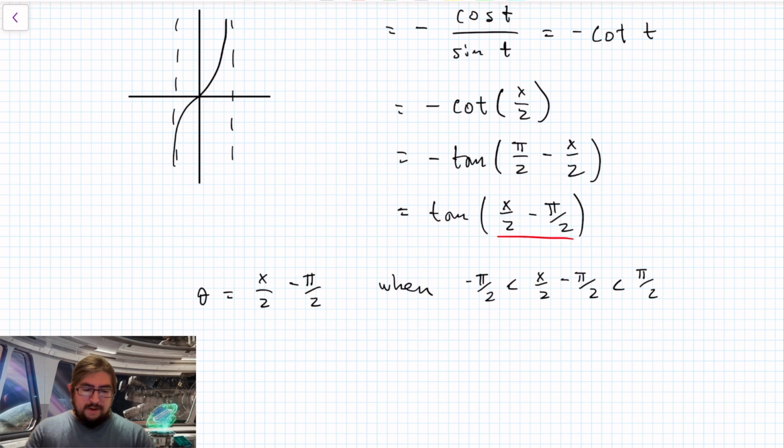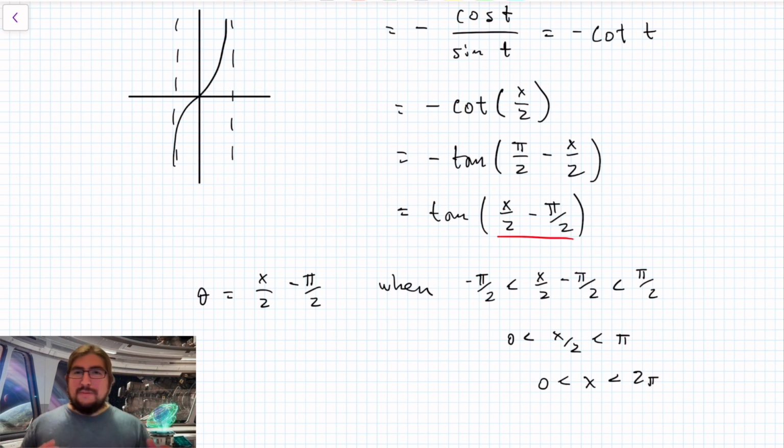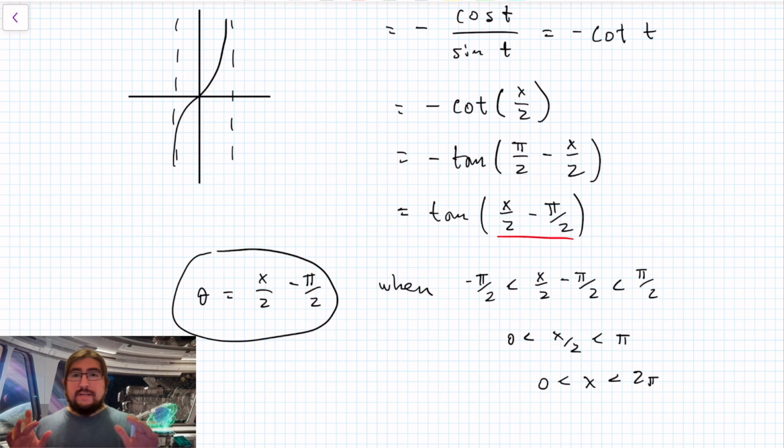Now, if you add pi over 2 to both sides, you get this. And then if you multiply both sides by 2, you get this. As desired. I only want x to be in between 0 and 2 pi, like I mentioned earlier. So this works fantastic. So there we go. We have theta. We have our argument.